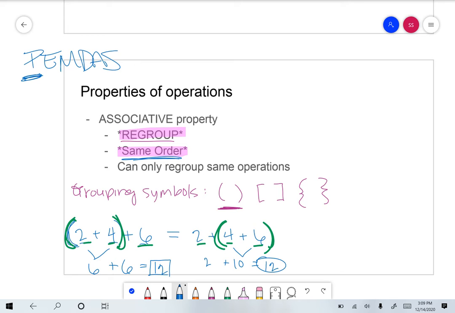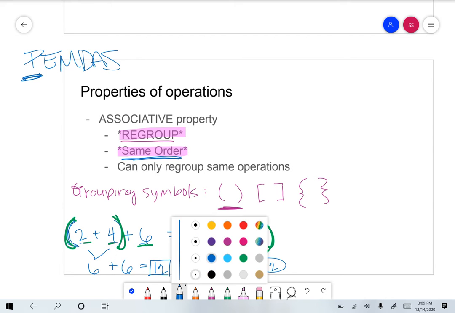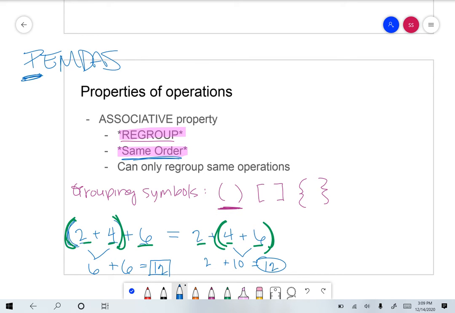Now, this will also work with multiplication. So let's do maybe 3 times 5 times 7, okay? Again, order of operations, if we were asked to solve this, we would do what's inside the parentheses first. So we have 3 times 5, which is 15. And then times 7 would give us a grand total of 105.